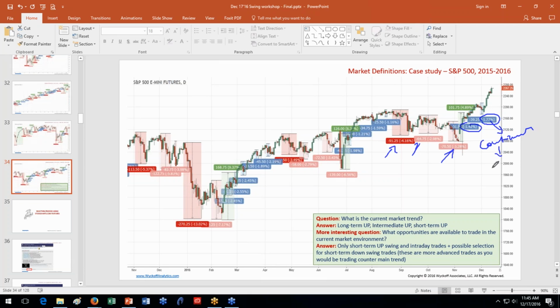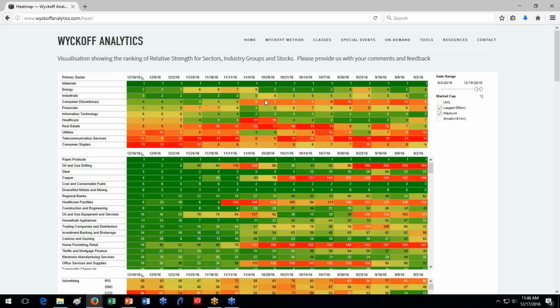And if we are a short-term swing trader, then this would be an appropriate time for us to consider entering or re-entering these positions and considering a swing trade to the upside. And we could be extremely aggressive here because all of the trends are in line, all of the trends are up. So let's look at that on the heat map.